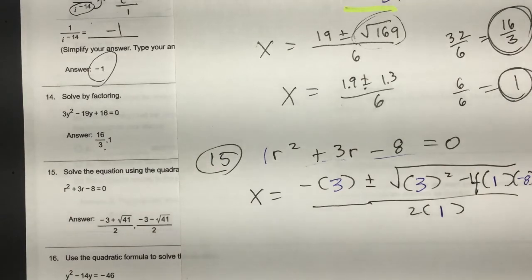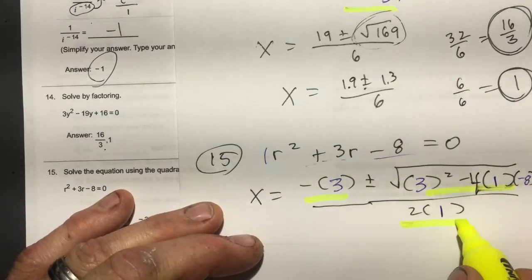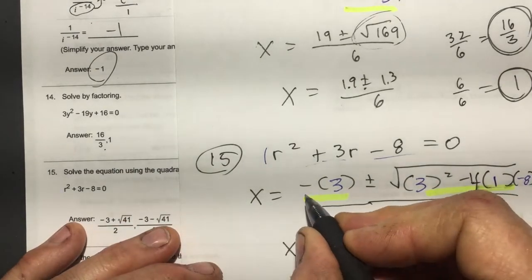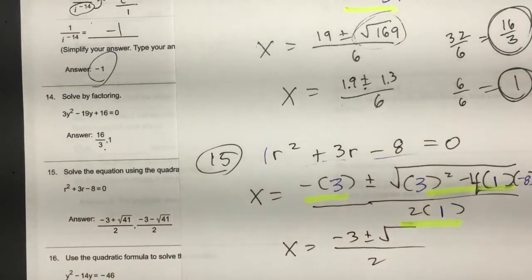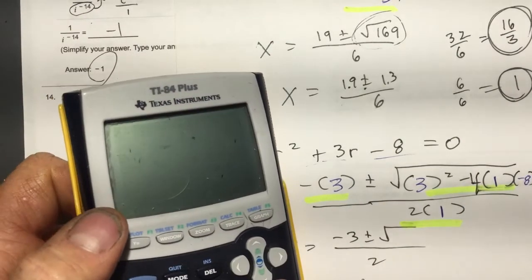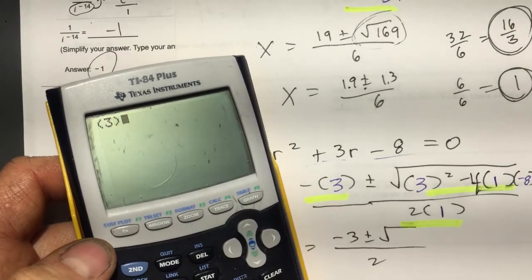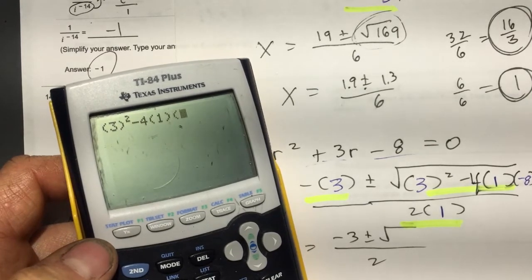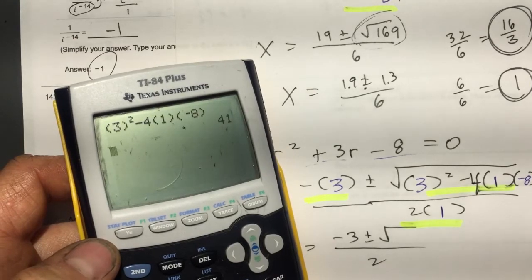And then every time you got 1, 2, 3 things to do. So x equals, that's a negative 3. Down here, that's a 2. In my radical, let's hit my calculator up here. Let's see, 3 squared minus 4 times 1 times negative 8, that's 41.